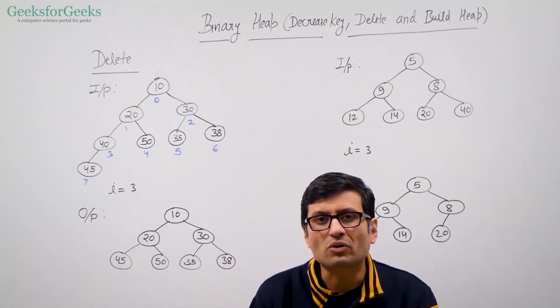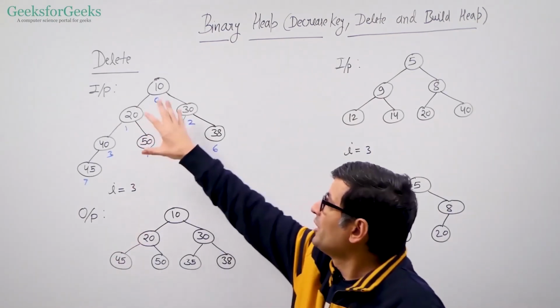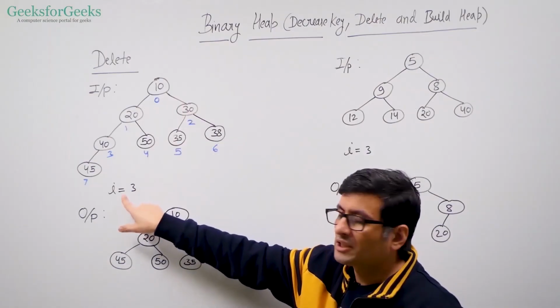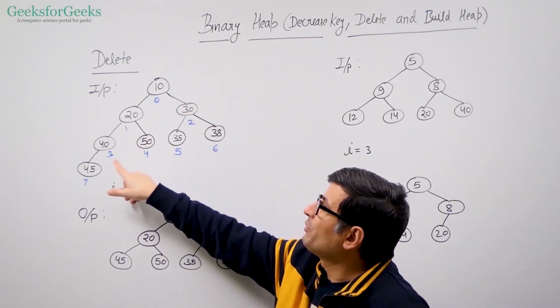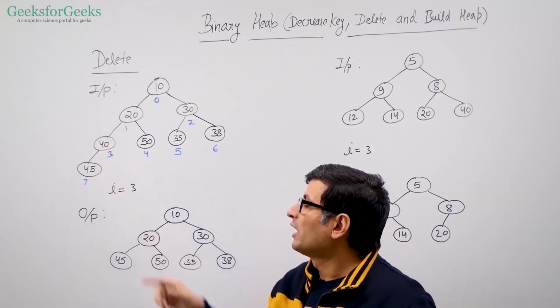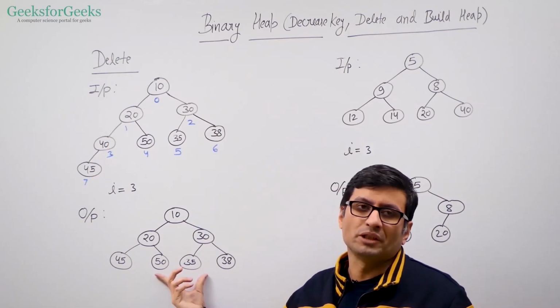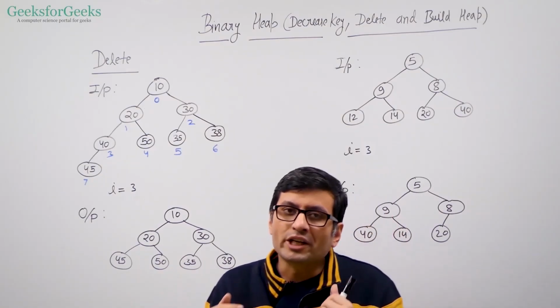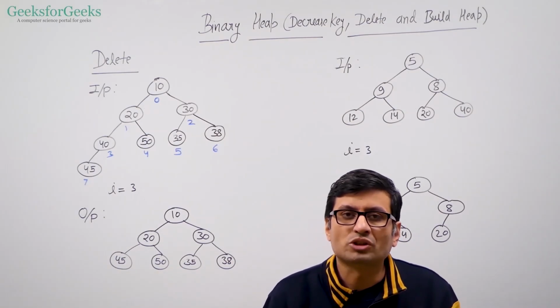Let us now talk about binary heap delete operation. So we are given a min heap and we are given an index. We want to delete the element at this index. So in this min heap, we want to delete the element 40. After you delete 40, your min heap should change to this min heap. So when you're deleting an element, you need to ensure that your modified min heap follows these two properties.